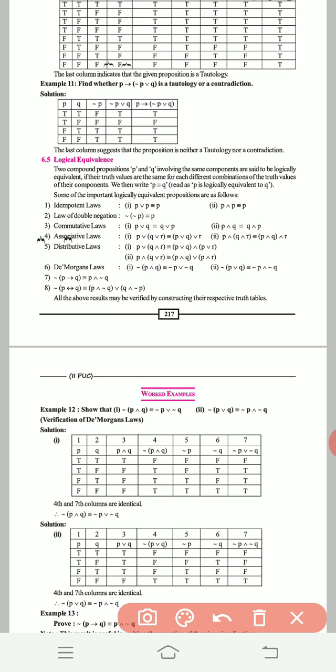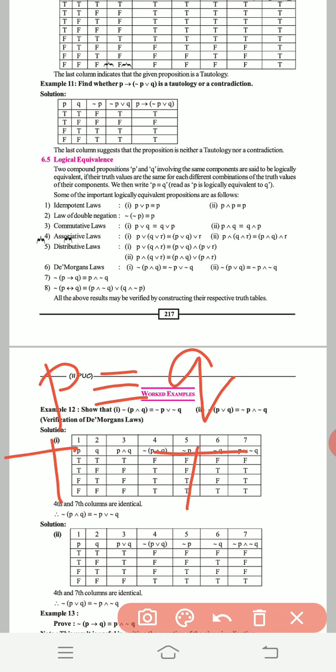Next concept is logical equivalence. Okay. Logical equivalence means if we consider two compound propositions P and Q. These two are logically equal means the truth values of both P and Q are same. See, suppose the truth value of P is true, truth value of Q is also true. Then only we can say P and Q are logically equal. So it can be denoted like this. Three lines. P is logically equivalent to Q. We can read it as P is logically equivalent to Q.